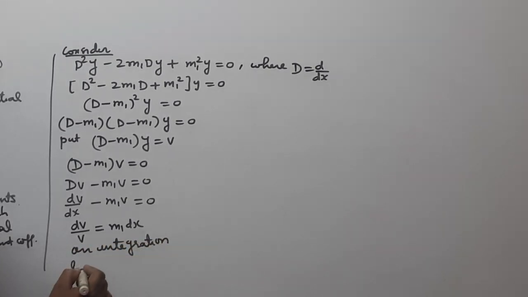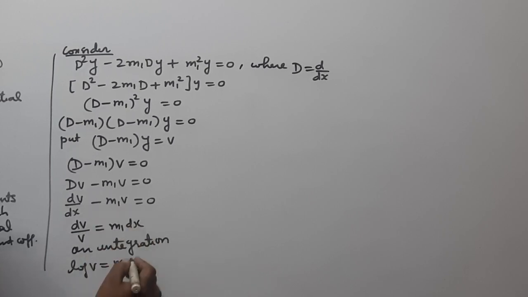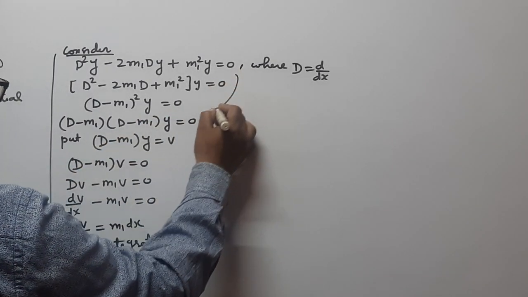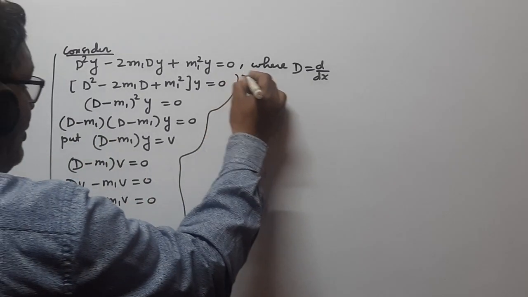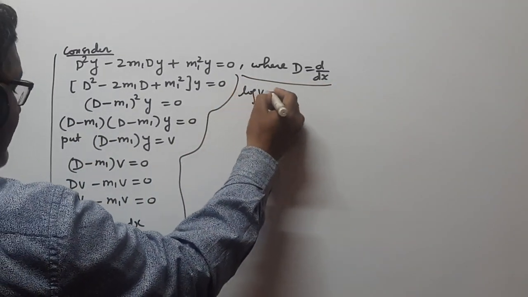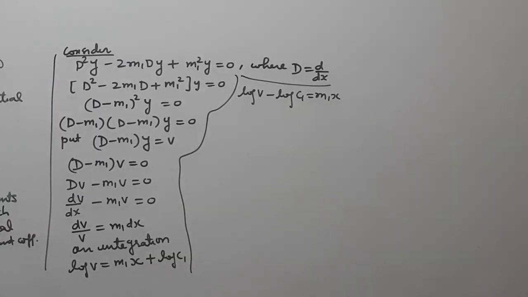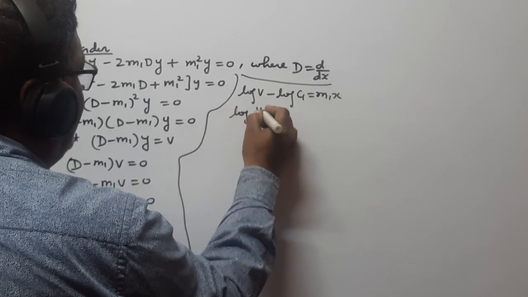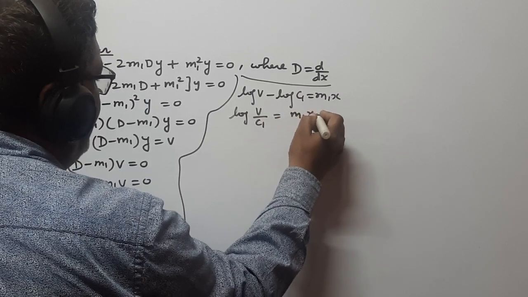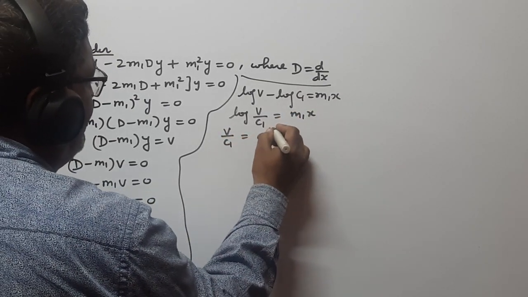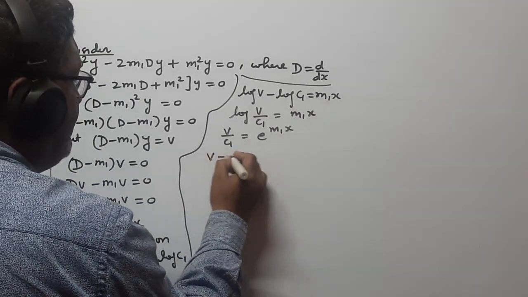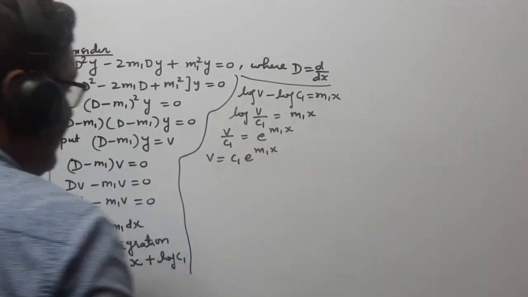On integration we get log v is equal to m1 is constant and integration of dx is x, and we take here constant log c1. Log c1 is the integration constant here. Now we can write log v minus log c1 is equal to m1x, and using the property of log, this can be written as log v upon c1 is equal to m1x. So v upon c1 is equal to e to the power m1x. So v is equal to c1 e to the power m1x.